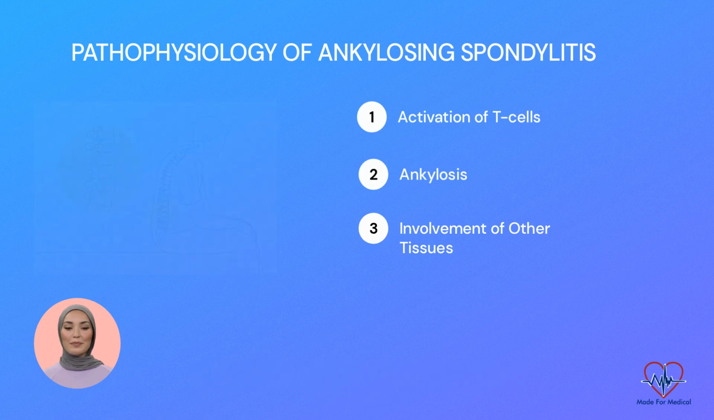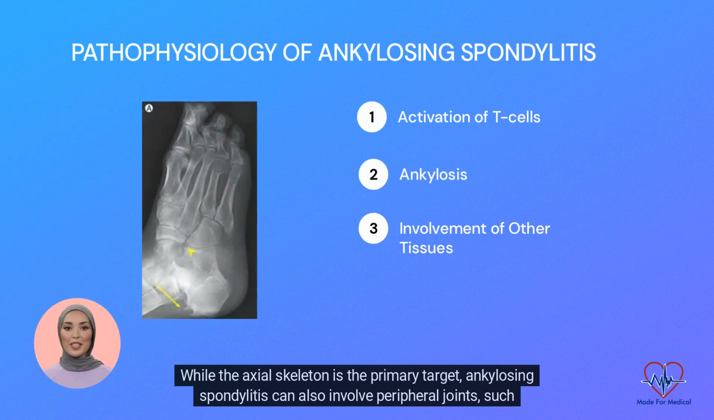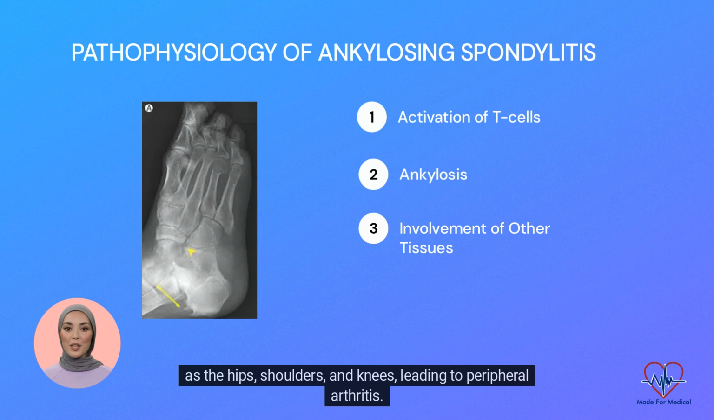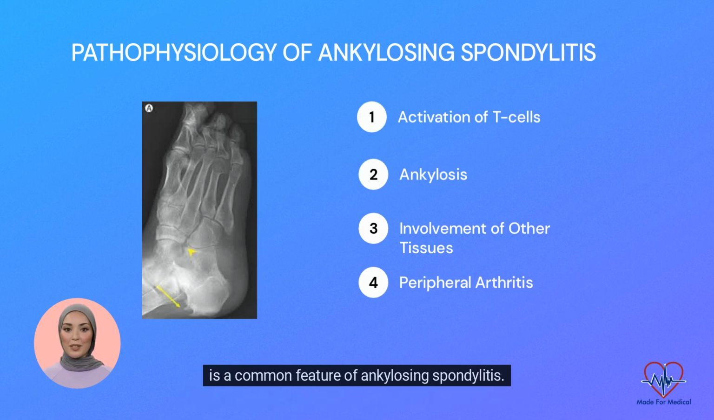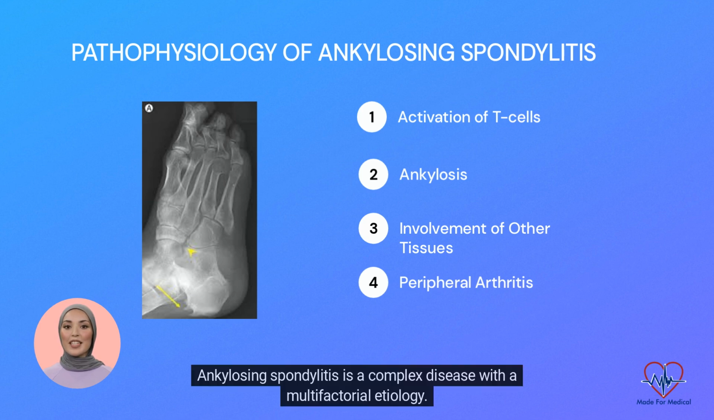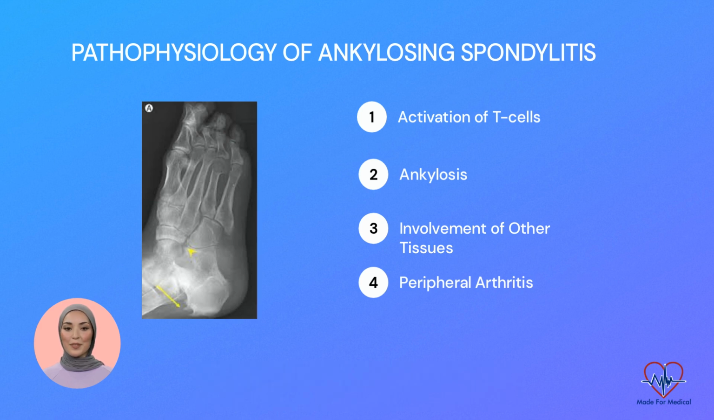some individuals. While the axial skeleton is the primary target, ankylosing spondylitis can also involve peripheral joints such as the hips, shoulders, and knees, leading to peripheral arthritis. Additionally, enthesitis, which is inflammation at the site where tendons and ligaments attach to bone, is a common feature of ankylosing spondylitis. Ankylosing spondylitis is a complex disease with a multifactorial etiology. As future healthcare professionals, understanding the pathophysiology of this condition is crucial for accurate diagnosis and effective management.